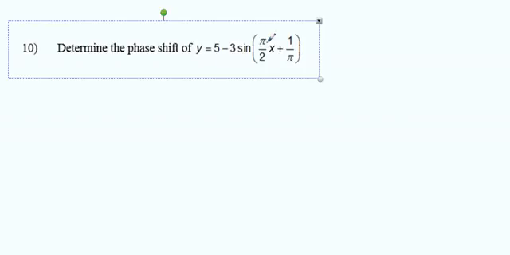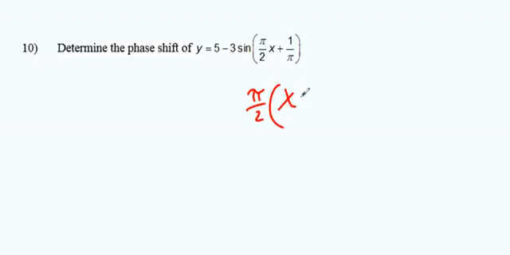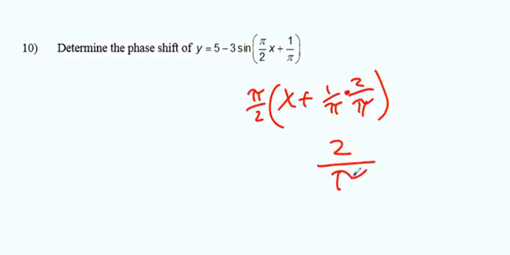To find the phase shift, you have to factor out the number in front of x. So to factor out the pi over 2. So we actually have 1 over pi, and we are dividing by pi over 2 to factor that out, which is the same as multiplying by the reciprocal. So our phase shift, it's 2 over pi squared. It's a strange number, but that is our phase shift. And since it's positive, it's shifting to the left. So it's a left shift of 2 over pi squared units.